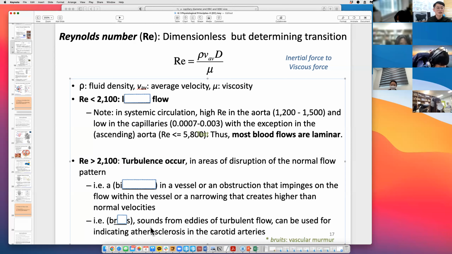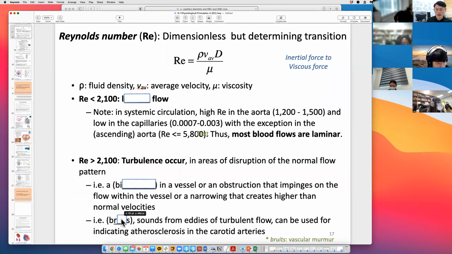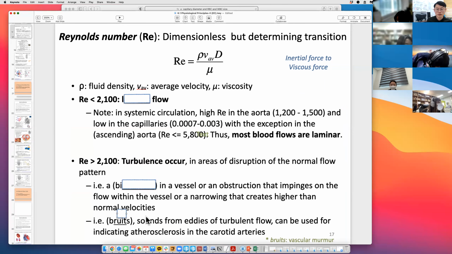So that sound is called, can you guess? This is a little difficult. So if you can't say, I'll give you the answer. It's called bruit, okay? So that's what doctors actually utilize.